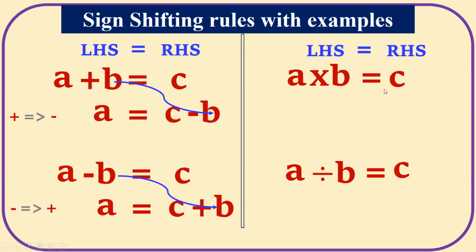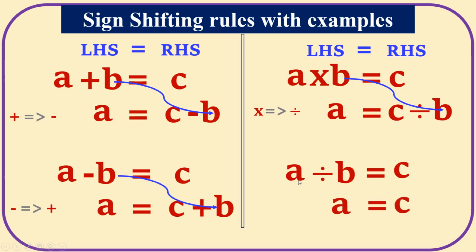If you have a times b equals c, and your goal is to find the value of a, you need to shift the multiplied b. Following our rule, multiplication shifts into division. So it crosses over and gives us a equals c over b, which can also be written as a fraction, c over b. Finally, let's look at division.